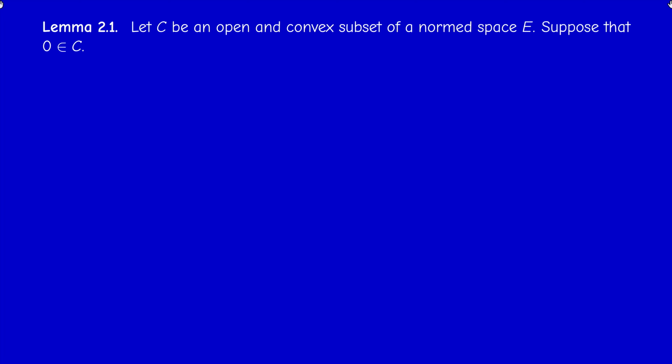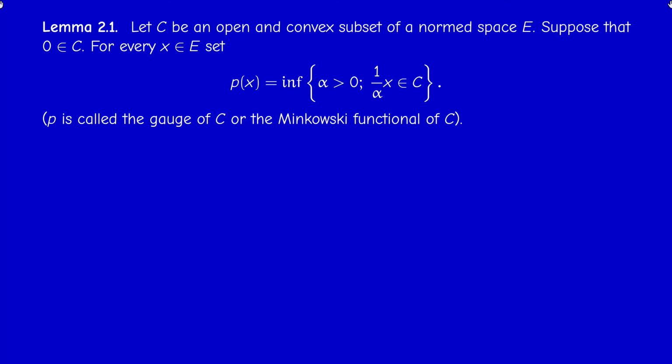that we defined in section 2.1 as an example of a subnorm. Okay, so if we have an open and convex subset C of a normed space E that contains 0, we set p of x to be the infimum of all positive numbers alpha such that 1 over alpha x belongs to C. And p is called the gauge of C, or the Minkowski functional of C.